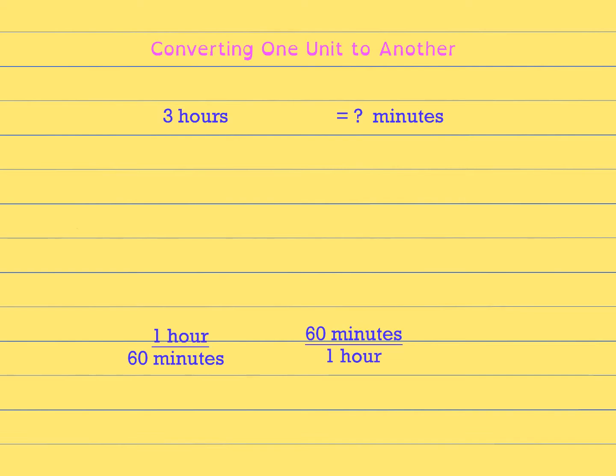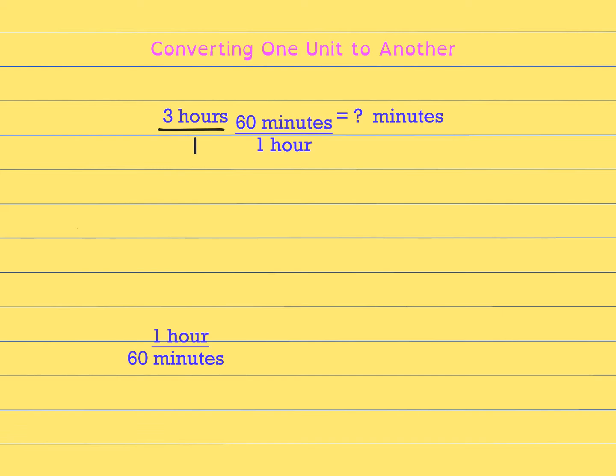Now, what we want to do here is multiply 3 hours by one of these so that the hours that's here on top, and by the way, this is like over 1, right? You can always put something over 1 to turn it into a fraction. And we have hours on top. We want to cancel the hours out. So what we're going to do here is multiply by this fraction right here, okay?